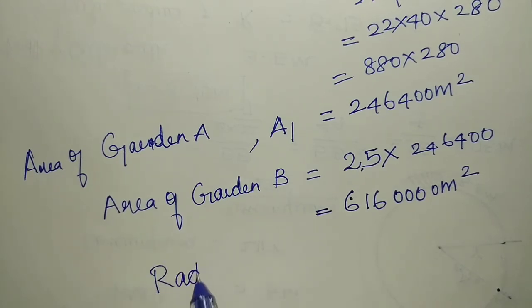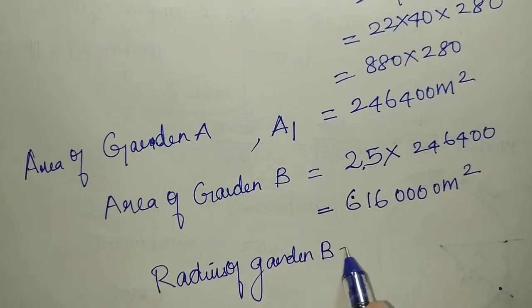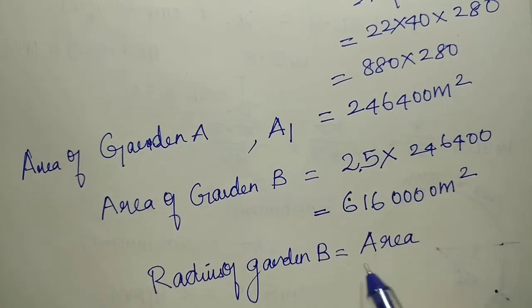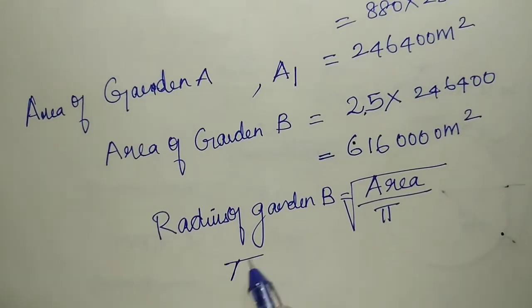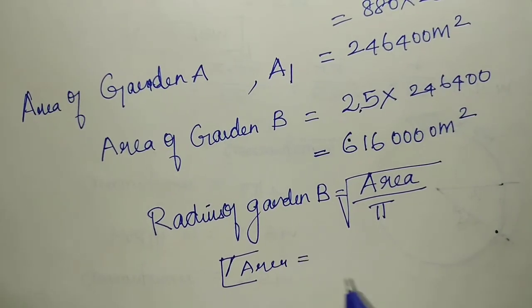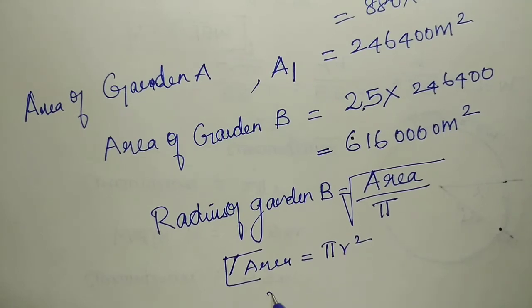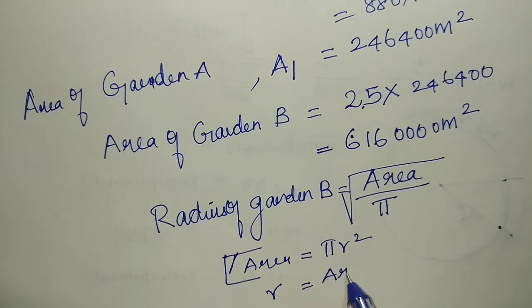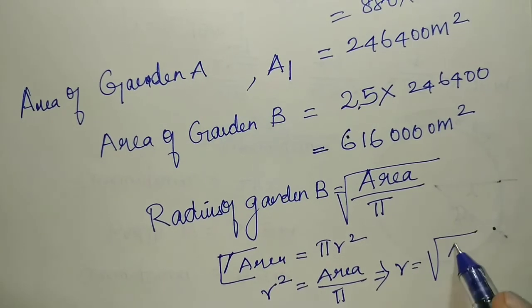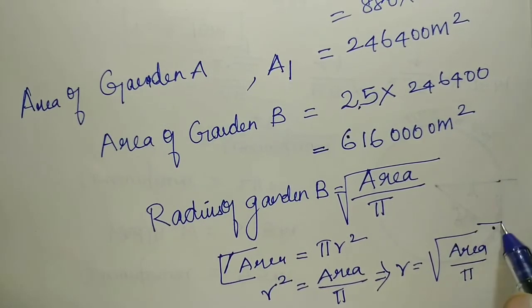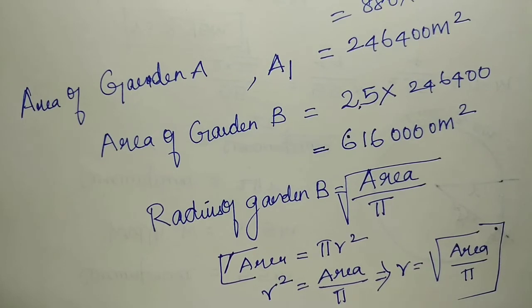So what is the radius of garden B? It is equal to root of area divided by pi. How did we get this? See, area is equal to pi r square. So r square is equal to area by pi. The square will come to this side, it will become root of area by pi. R is equal to root of area by pi.